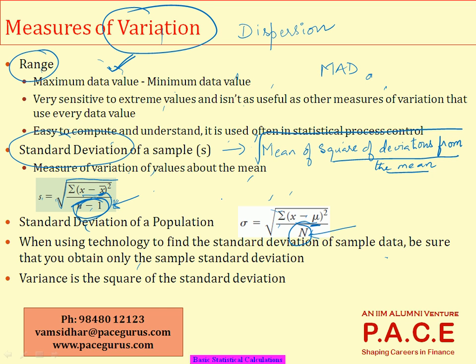And any time we are using technology on sample data, we should be very comfortable that the formula we are using is the sample standard deviation, not the population standard deviation. There is always a point to be kept in mind, because whenever we deal with a sample, we have to use the formula that corresponds to the sample standard deviation only and not the population.